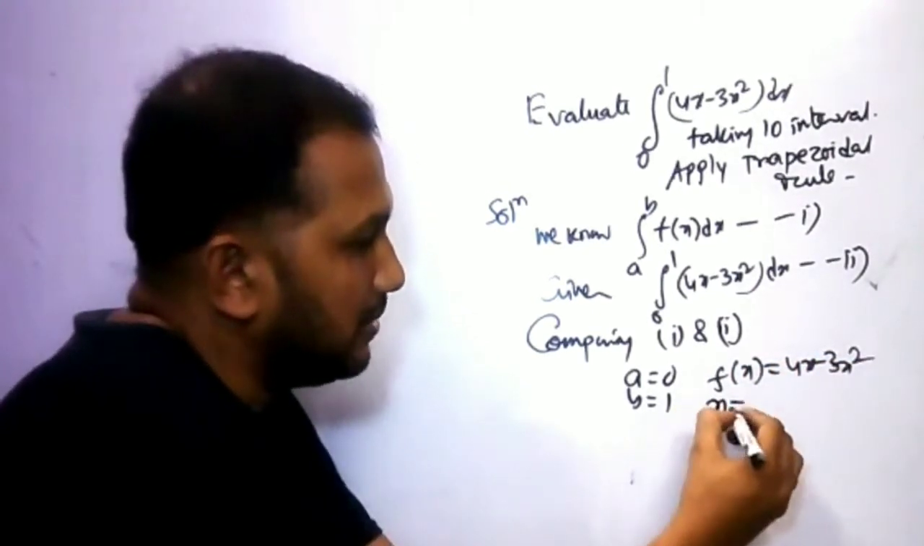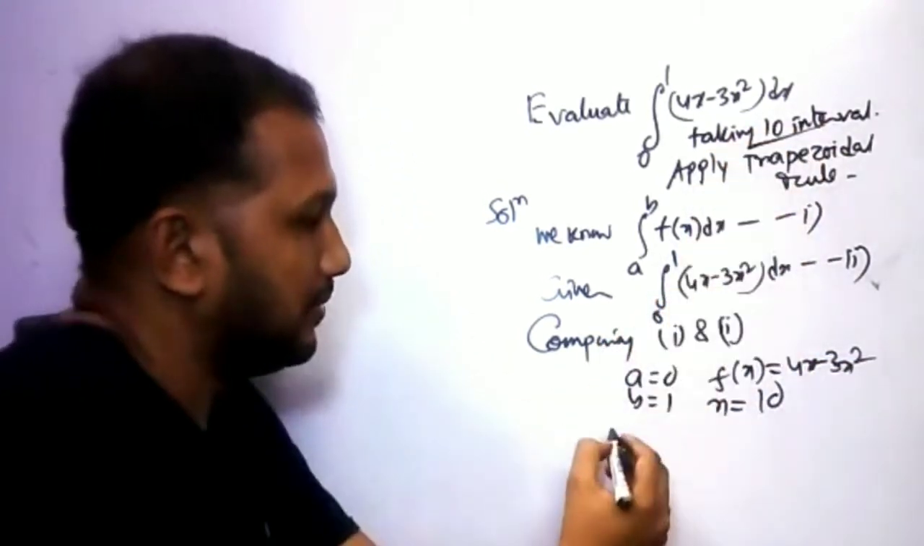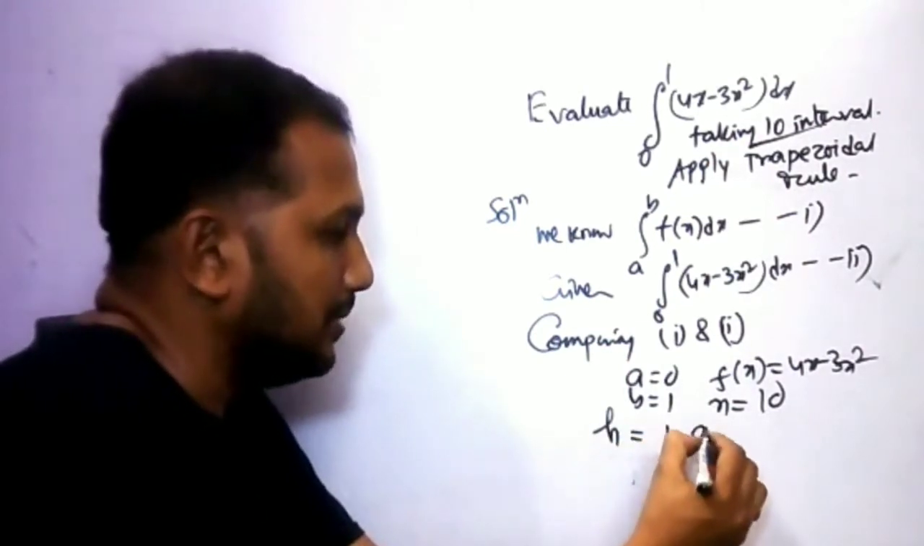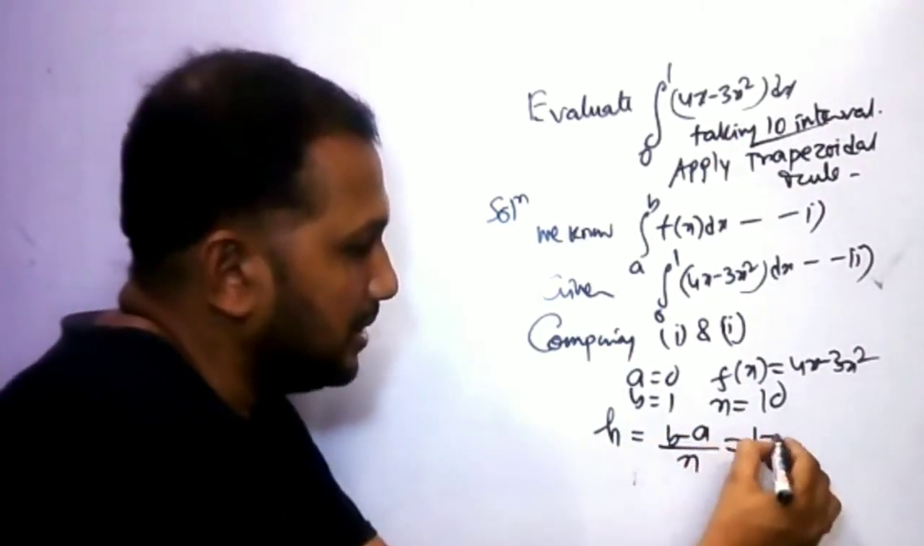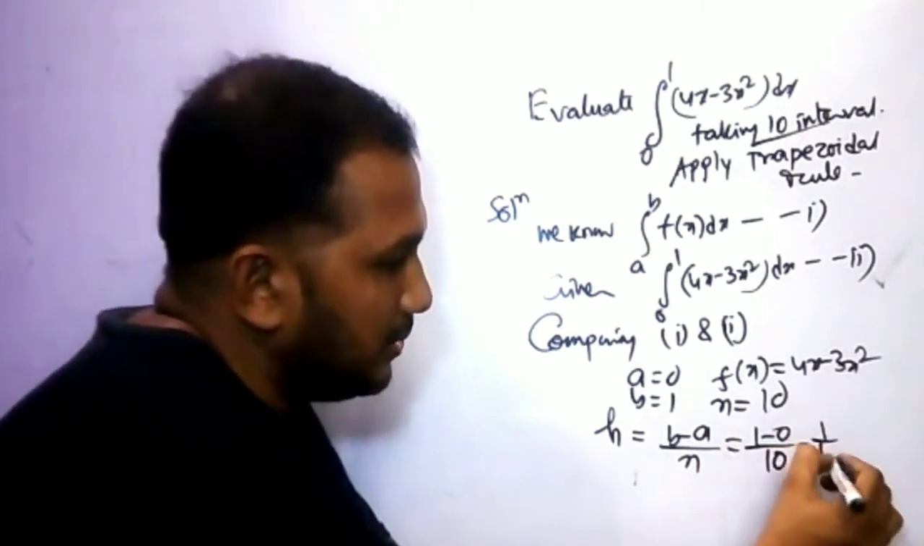The interval n equal to 10 is given here, and we have to find h, which is b minus a, upper limit minus lower limit, divided by n. That is 1 minus 0 by 10, equal to 1 by 10, equal to 0.1.